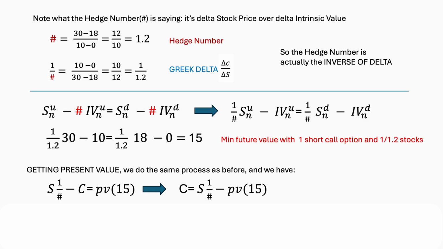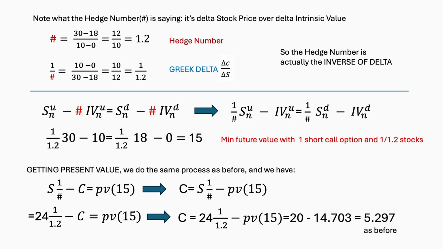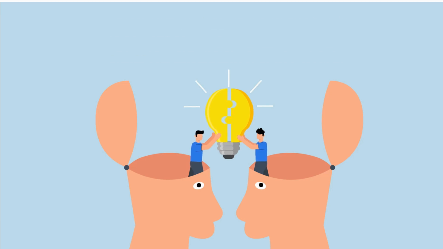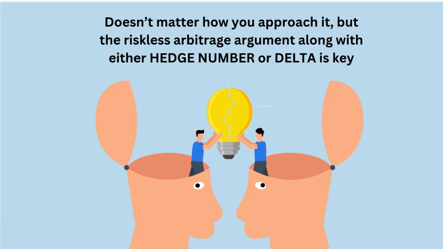It turns out that regardless, the call price as computed is the same as before. So there's no change whether we use the hedge number approach or the delta approach. And the delta is also known as hedge ratio, by the way, in option literature. So for me, what's more important is for you to understand the concepts and the hedge operations here, as this is key to option pricing, especially as it applies to the Black-Scholes.